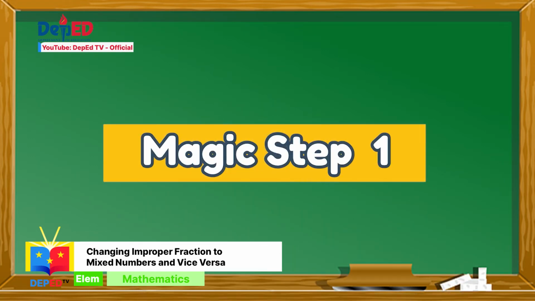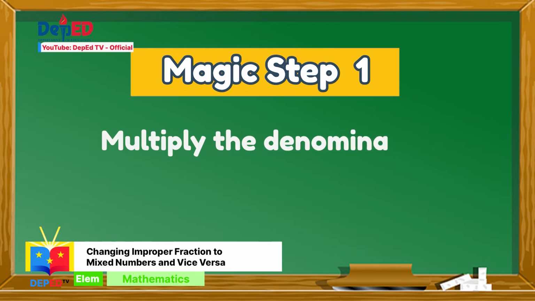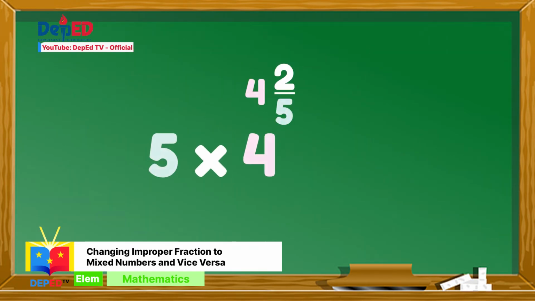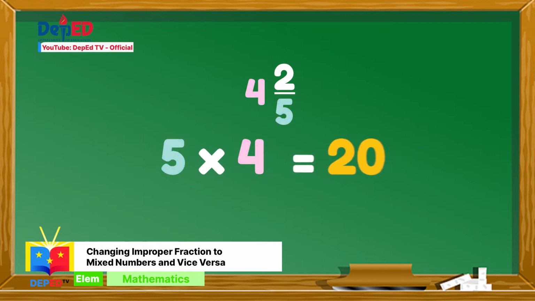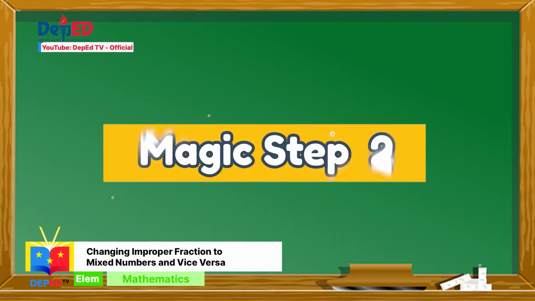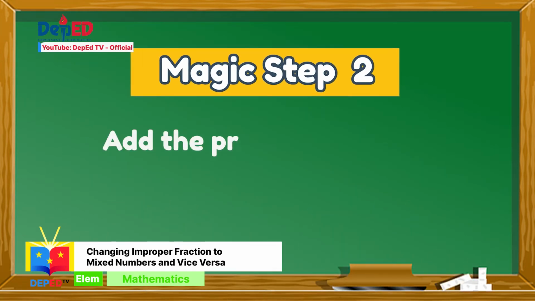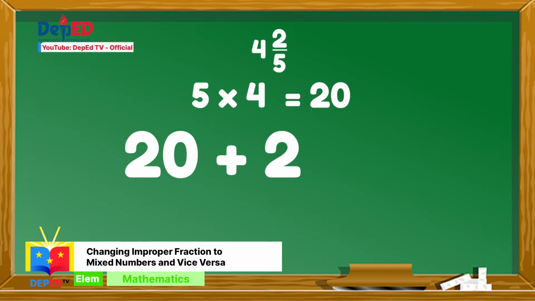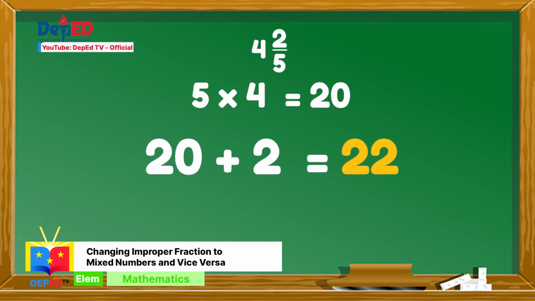Magic step number 1. Multiply the denominator to the whole number. 5 times 4 is equal to 20. Magic step number 2. Add the product in step 1 to the numerator. 20 plus 2 is equal to 22.